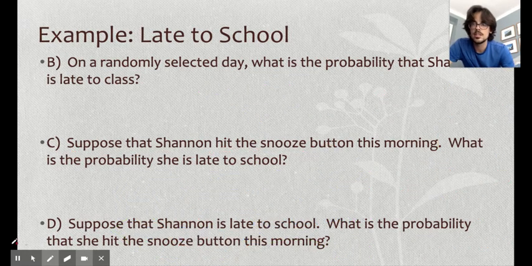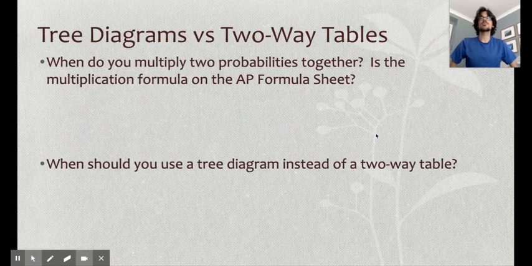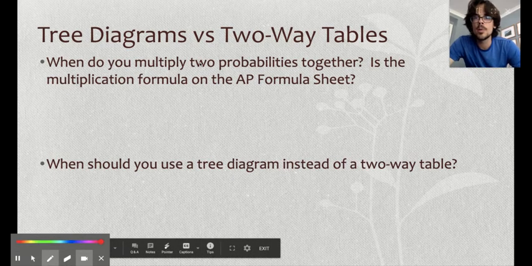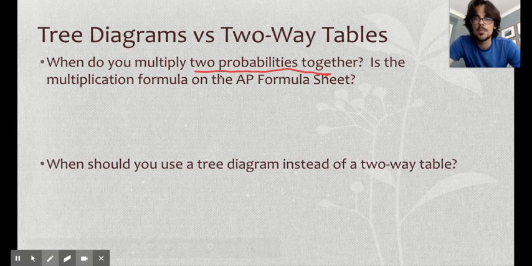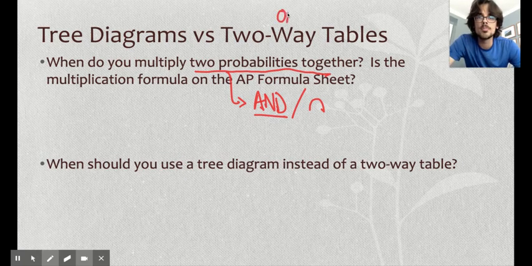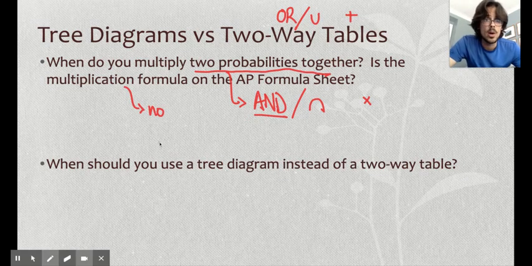So let's go ahead and take a look at another problem here. Actually, we got a little ways to go here. Tree diagrams first, and just a couple of rules, and then we'll tackle our new problem. When do you multiply two probabilities together? You multiply probabilities together when it's an "and" problem, or an intersect problem. We talked about how for "or" problems, "or" is the union, and you're supposed to add probabilities. When it's "and" or intersect, that's when you multiply your probabilities together. Is the multiplication formula on the formula sheet? No, it's not. So you do have to remember that you've got to multiply them together.